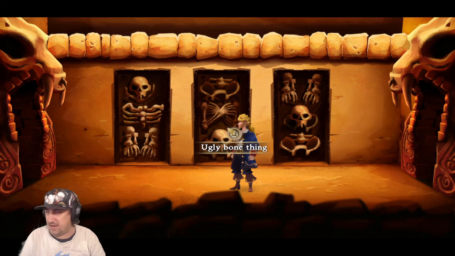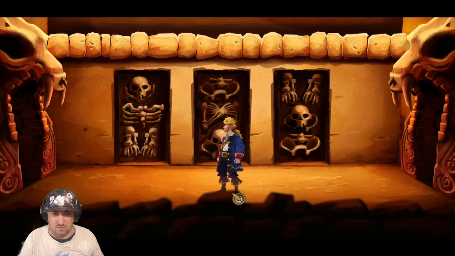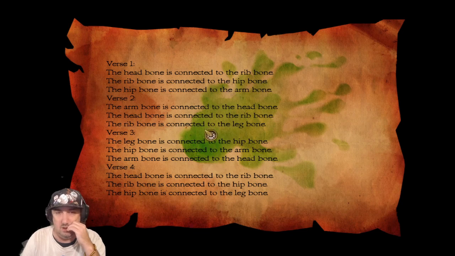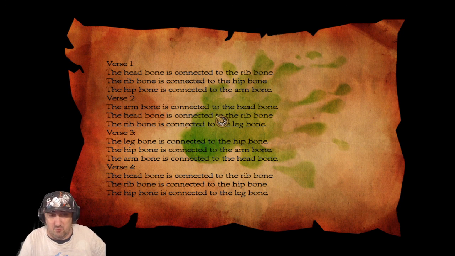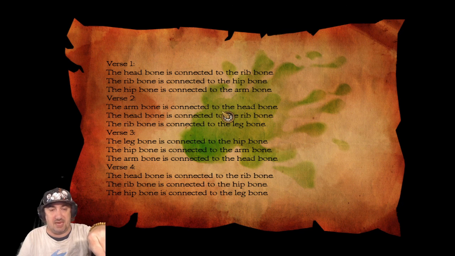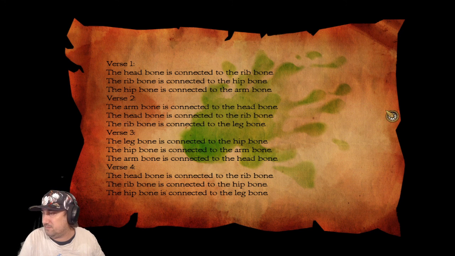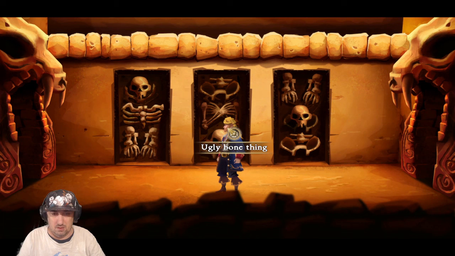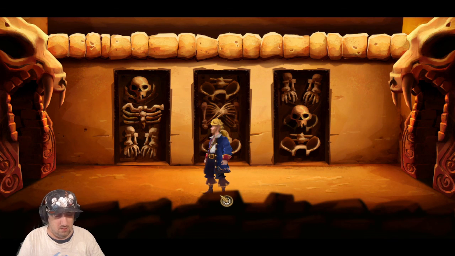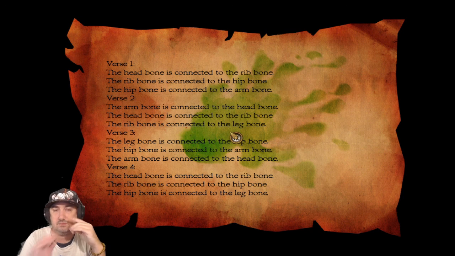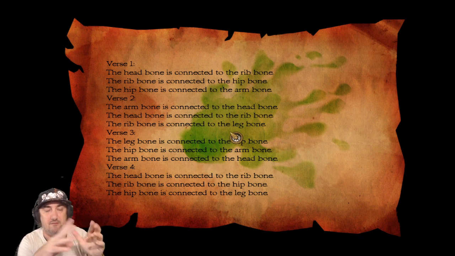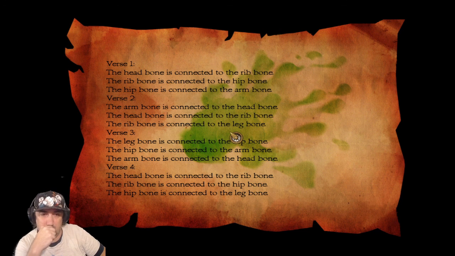Hip bone does not connect to the arm bone. And then we go to the arm bone is connected to the head bone, mostly. Head bone is connected to the rib bone. That's correct. Rib bone is connected to the rib. Okay, so in the second verse, the first line is wrong. All right. So, yeah. Verse 1, line 3 is wrong.